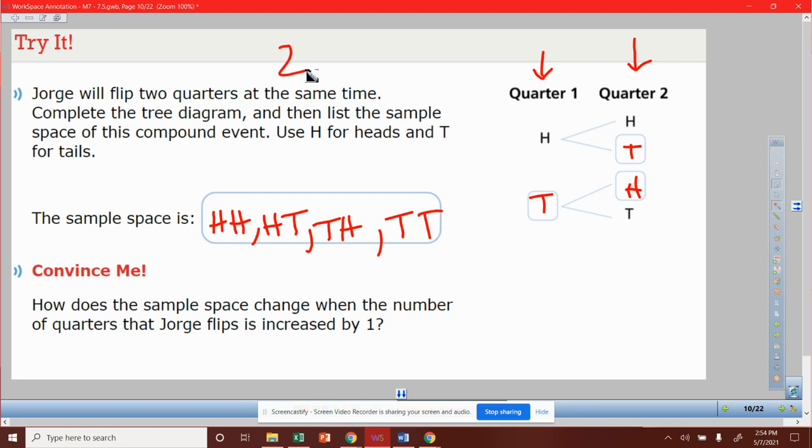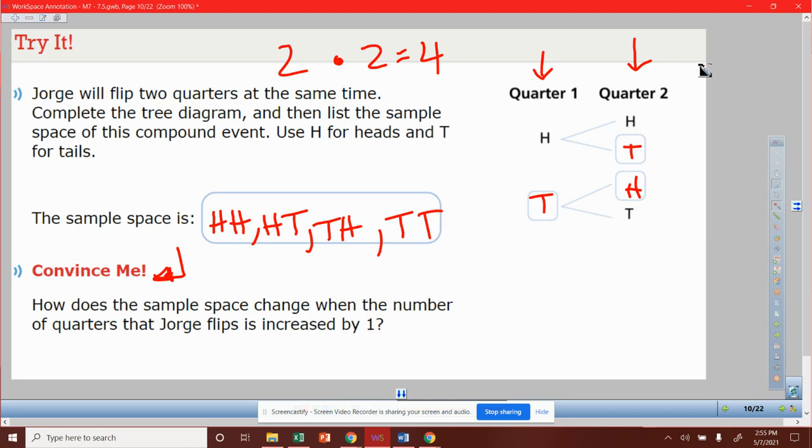Flip a coin, you have two outcomes. Flip another coin, you have two outcomes. And you should know 2 times 2 is 4, right? So we should expect to get 4 different outcomes. So that kind of leads us to the convince me question. How does the sample space change when the number of quarters that Jorge flips is increased by 1?